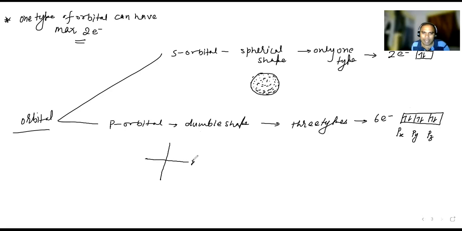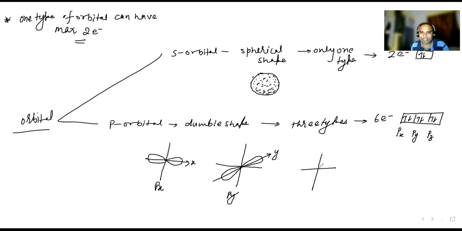This is the x-axis. If the orbital lobes, the dumbbell, is on the x-axis, this is called px. If the dumbbell is on the y-axis, this is called py. And if the dumbbell is on the z-axis, this is called pz. So these are the shapes of the s orbital, and then we are going for the p orbital. Can you understand this one?